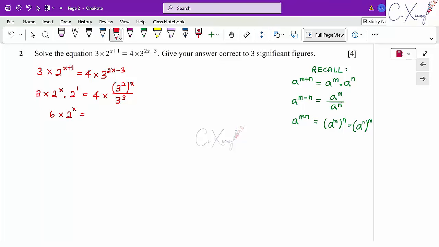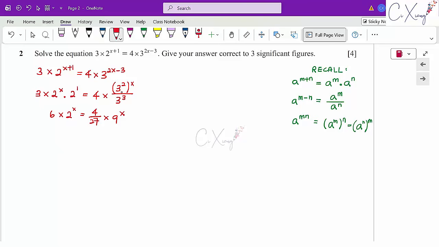Okay, then for this part, I try to expand everything. 4 is a 4. 3 cube is a 27, right? So you're having 4 over 27. Okay, so what is a 3 square here? So 3 square in the bracket is a 9. So you're having 9 power x.